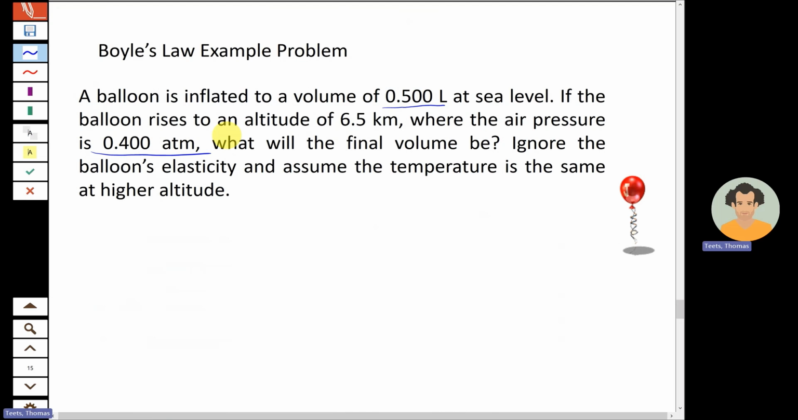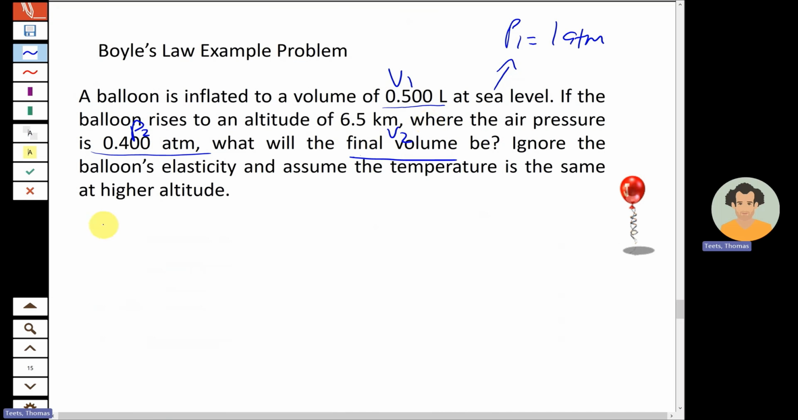All right, so what we have in this problem here is the initial volume V1 is 0.5 liters. We didn't tell you the exact pressure, but if we're at sea level, we would assume that the pressure is very close to 1 atmosphere. That's the typical atmospheric pressure at sea level. And then we said it rises where the air pressure is 0.4, so that's our P2. And then we just need to find the final volume, which we'll abbreviate here as V2.